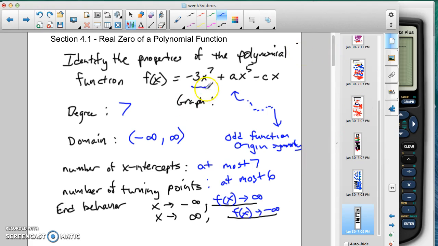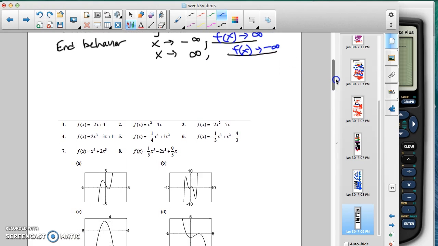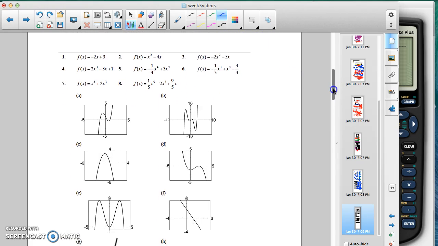Even though you don't have all of the terms, we can still look at the powers. We can still look at the lead term. It's going to tell us a bunch of stuff. We're going to be able to say at most how many intercepts and how many turning points there are, and we can describe the end behavior by the lead term. All right, so let's look at some of these, and hopefully we can do this.